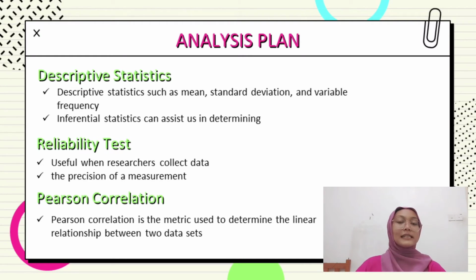The last one is Pearson correlation. Pearson correlation is the metric used to determine the linear relationship between two sets of data. It is essentially a measure of normalized covariance, with a value always ranging between -1 and 1. The measure, like covariance, can only capture linear relationships between variables.